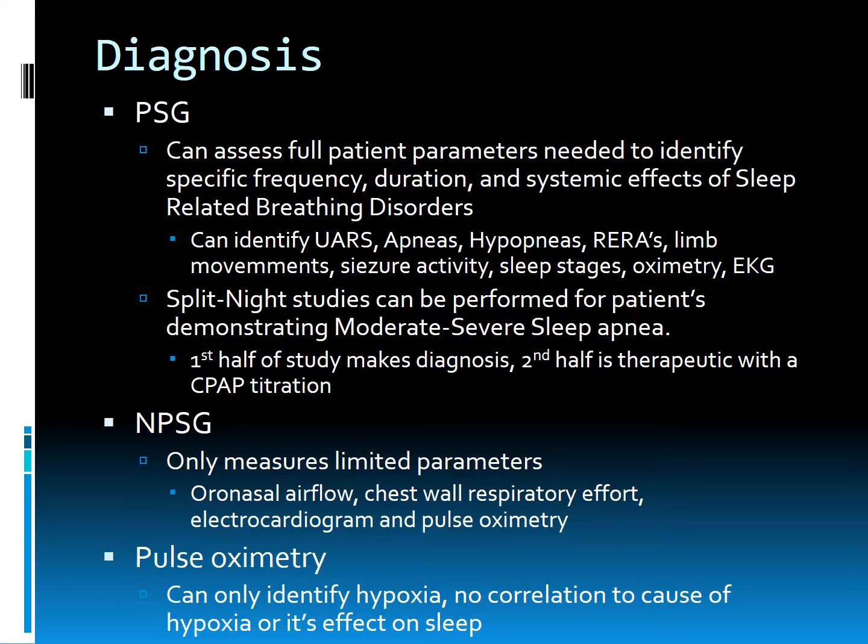An NPSG only measures limited parameters: the oronasal airflow, chest wall respiratory effort, the EKG, and pulse oximetry. Not very helpful for diagnosis because we can't tell when the patient was asleep. Maybe they were holding their breath several times, so not very diagnostic. Pulse oximetry can only identify hypoxia. It can't identify that they're actually obstructing, and it can't identify how severely it's disrupting someone's sleep. It can only tell us that their oxygen level is dropping while they sleep. Let's go on to our next slide.